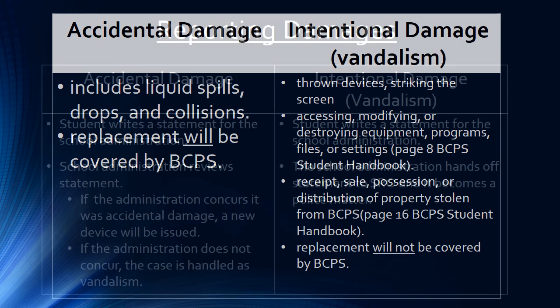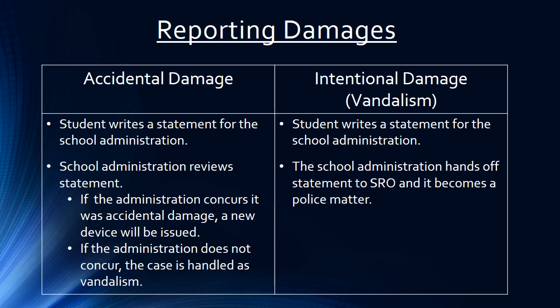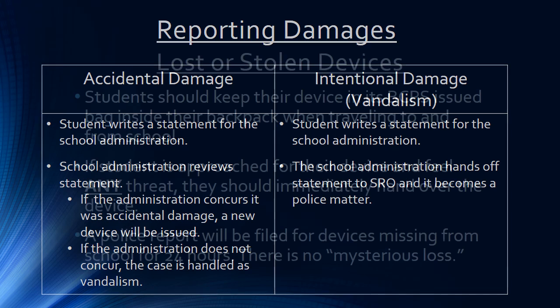When reporting any damages, students will first be asked to write a statement for the school administration. The administration will review the statement to determine if the damage is considered accidental or intentional. If the damage is considered accidental, then BCPS will issue a new device to the student. If the damage is considered intentional, then the administration will hand the situation off to the school resource officer. Now the situation will become a police matter.